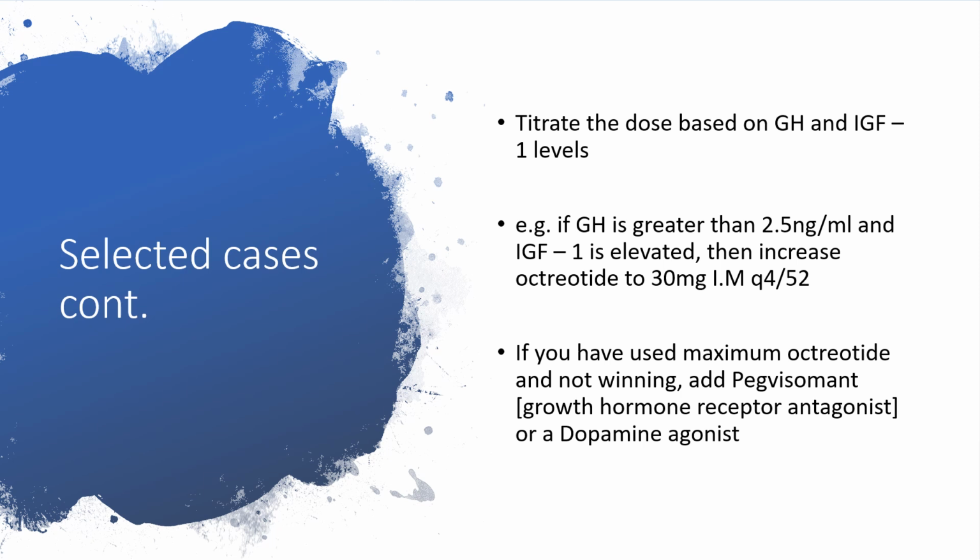If you have used maximum Octreotide and you are not winning, then add something else. Add a growth hormone receptor antagonist called pegvisomant, or you can add a dopamine agonist.